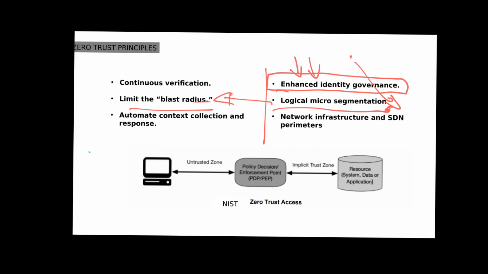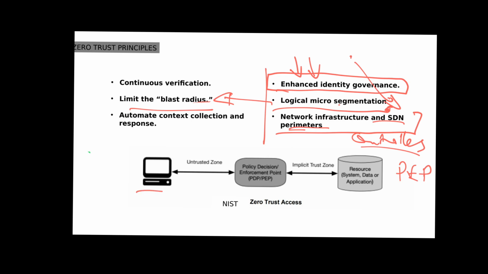And then network infrastructure and software defined network perimeters. This one is the logical use of logical microsegmentation, but through software defined network, which means we now have controllers that are being queried, that are being communicated to with the policy enforcement point to determine whether to give access or to revoke access or to deny access at any given point.